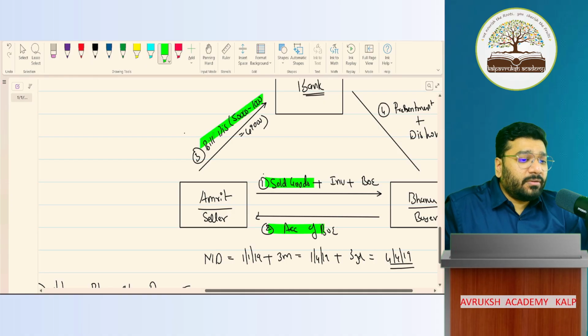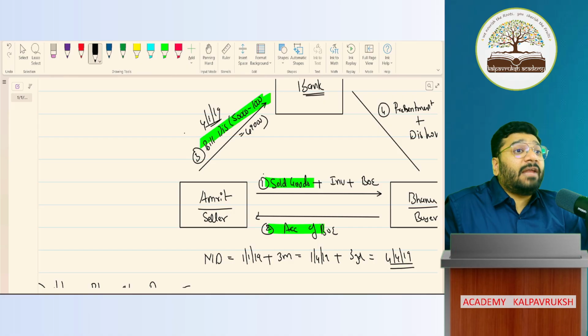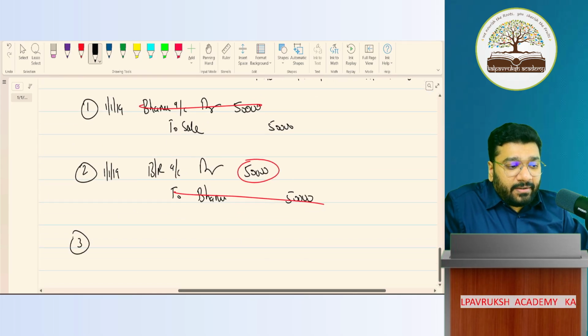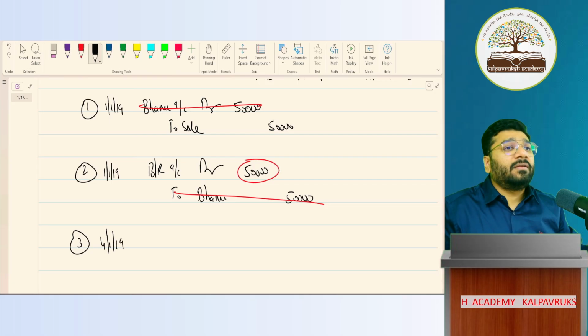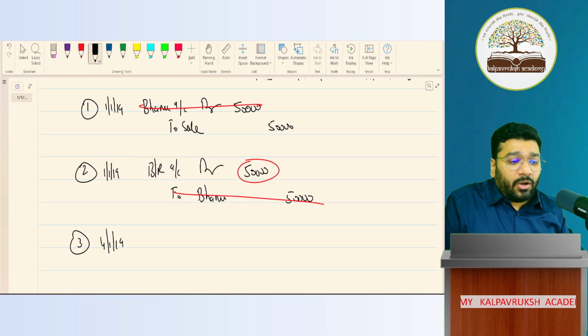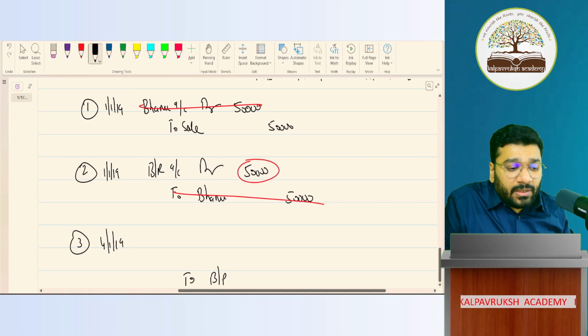Then what is happening next? Third transaction. This is happening on which date? 4th January 2019. Be careful. 4th January, that is 3 days after the sale transaction. Third entry is the bill discounting entry. 4th January 2019. We are giving the bill. Credit what goes out? Bills receivable goes out. How much? 50,000.